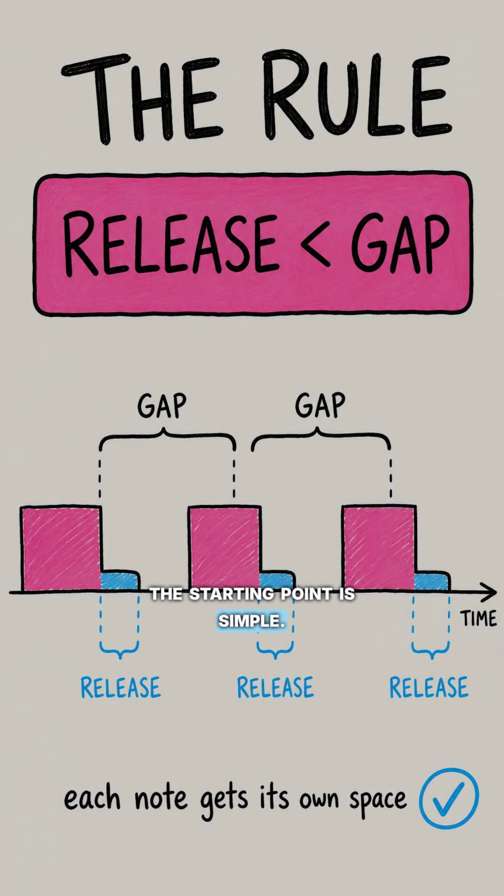The starting point is simple. Keep your release shorter than the gap between your notes. Not a rule you set and forget, just a relationship to stay aware of. Once you're under that threshold, each note gets its own space and the rhythm reads.